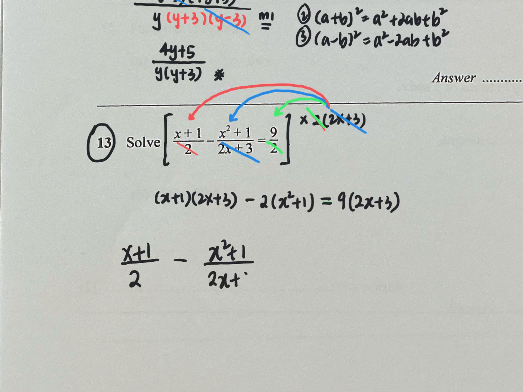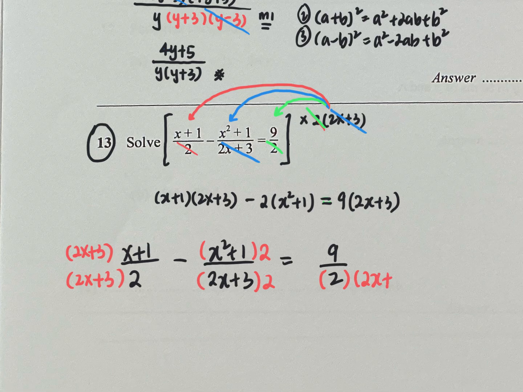When you all do this, you complicate matters. Some of you multiply this thing by 2x plus 3, right? In order to get the same denominator. Then you all multiply this by 2 in order to get the same denominator. Then by right, this one should also multiply, but you all ignore it. So we only need to multiply that by 2x plus 3.